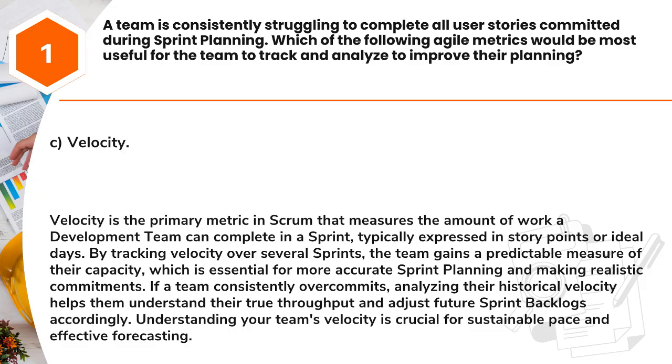If a team consistently overcommits, analyzing their historical velocity helps them understand their true throughput and adjust future sprint backlogs accordingly. Understanding your team's velocity is crucial for sustainable pace and effective forecasting.